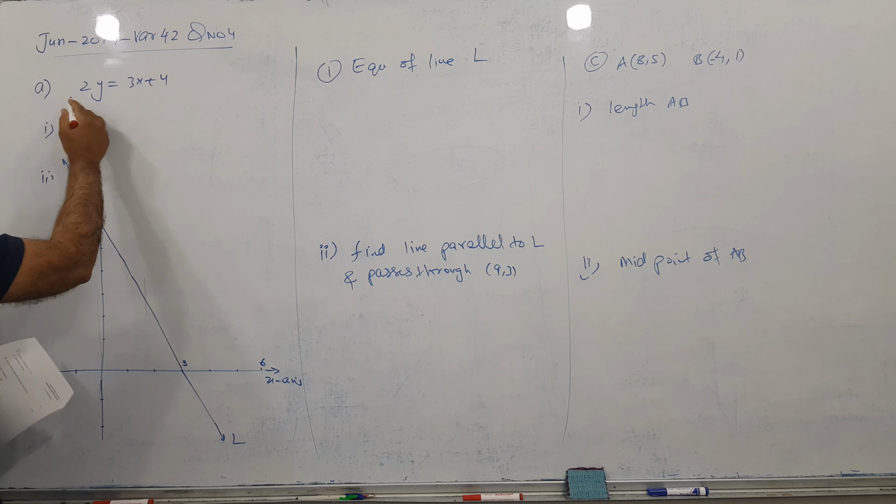Rahim, June 1942 variant, question number 4, coordinate geometry topic for O levels. Okay, so let's see how we can deal with this question. We are given a line.